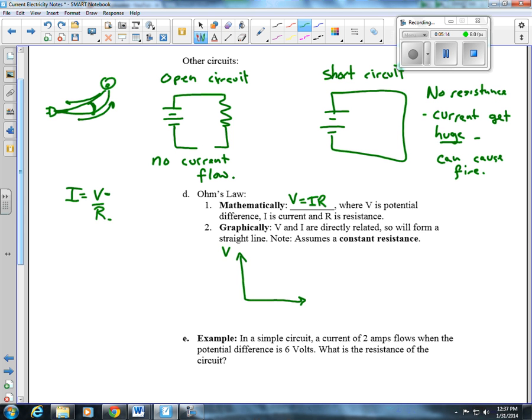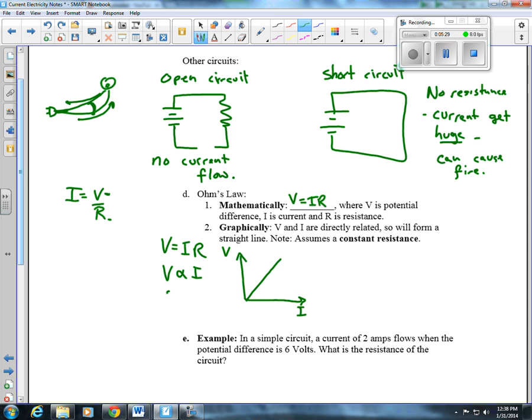Okay, so I'm going to put V over here, I down here. And since it's a direct relationship, it's going to make a straight line like that. Okay, I'm going to rearrange this a little bit. I get V equals IR. We're saying V is proportional to I. That's why it's a straight line.